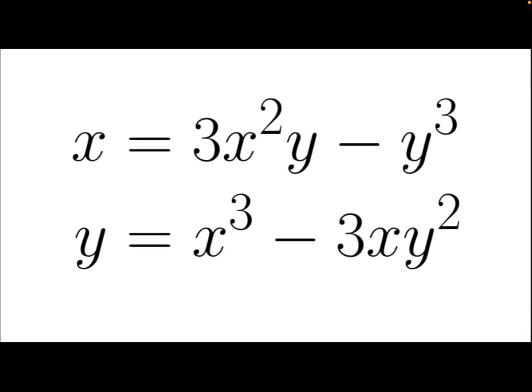In this video, we're going to find x and y such that x equals 3x squared y minus y cubed and y equals x cubed minus 3xy squared.